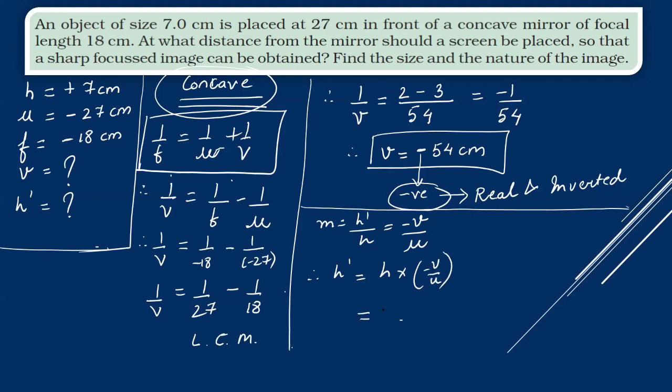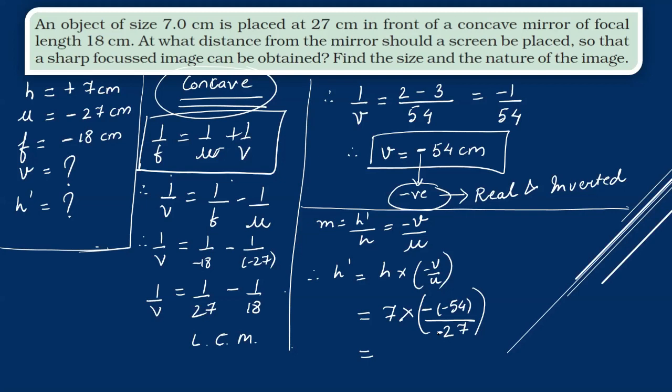So what is your h? h is positive 7, into minus of minus 54 upon, what is u? u is 27, right? So minus and minus is going to be plus, and this minus 27 will also be over here. So don't forget that. Otherwise, if you forget, your h dash will become positive, and if h dash becomes positive, it's going to be an erect image, right? So do not forget the signs anywhere.